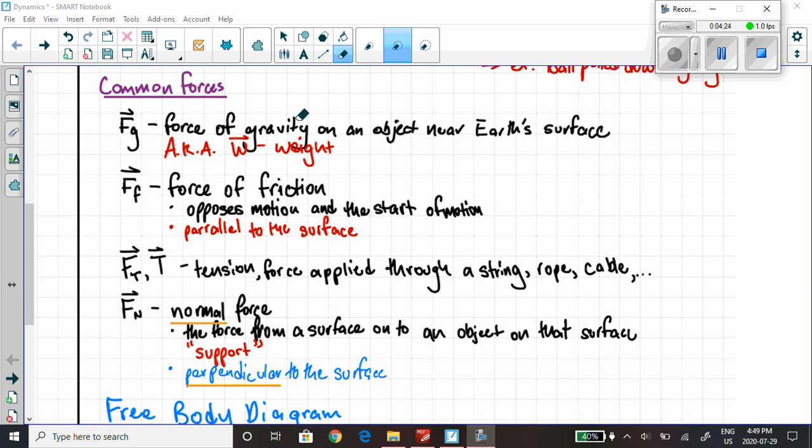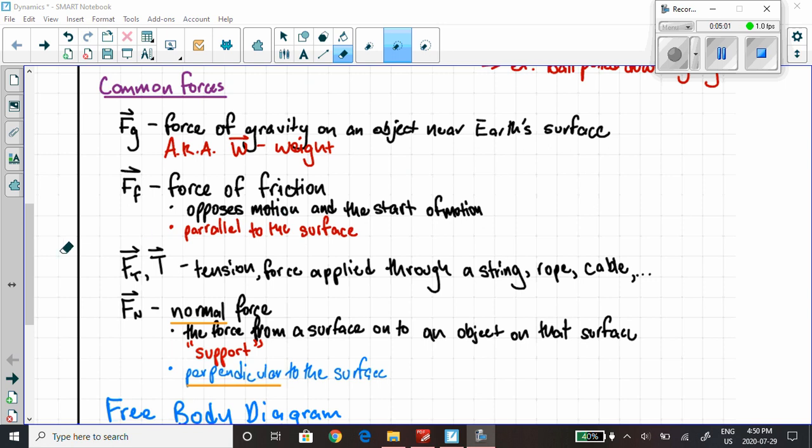All right, well, what are some of the common forces that you are going to look at in this physics course? Well, one of the common forces is the force of gravity on an object near Earth's surface, Fg, little g there for gravity. It is also known by another name, weight, with the symbol W and an arrowhead. It's most definitely a vector. So what you've commonly known as weight is also known as the force of gravity.